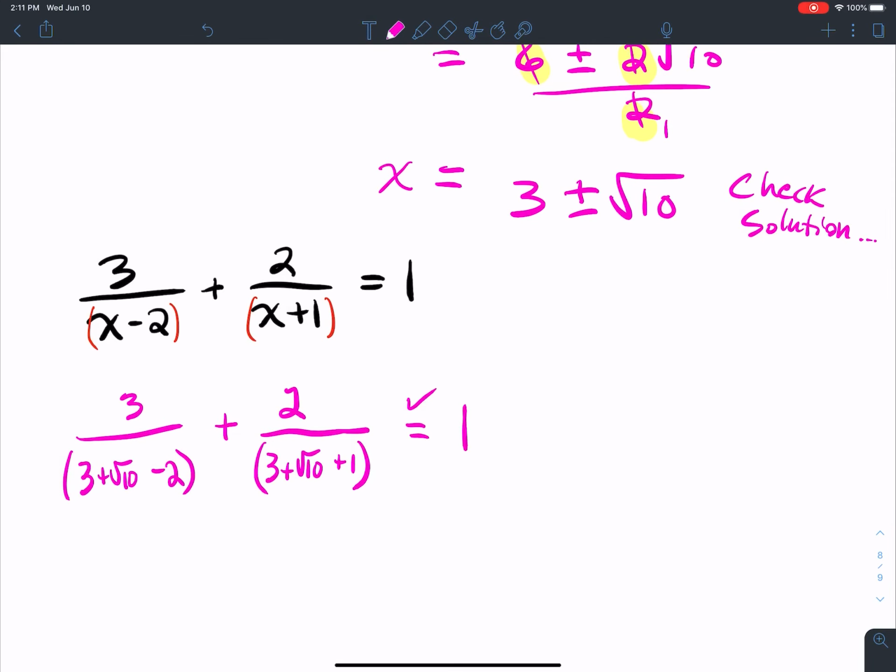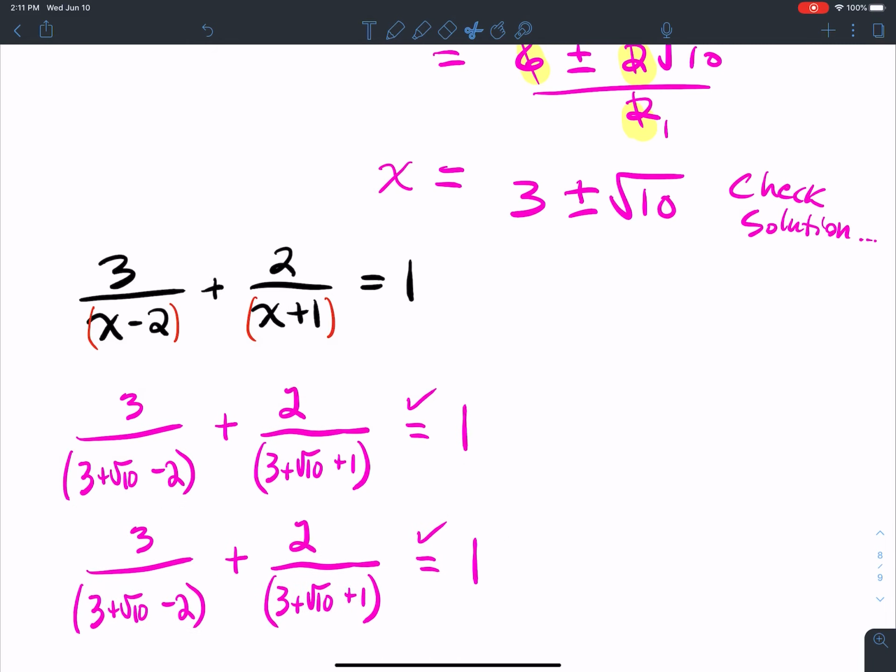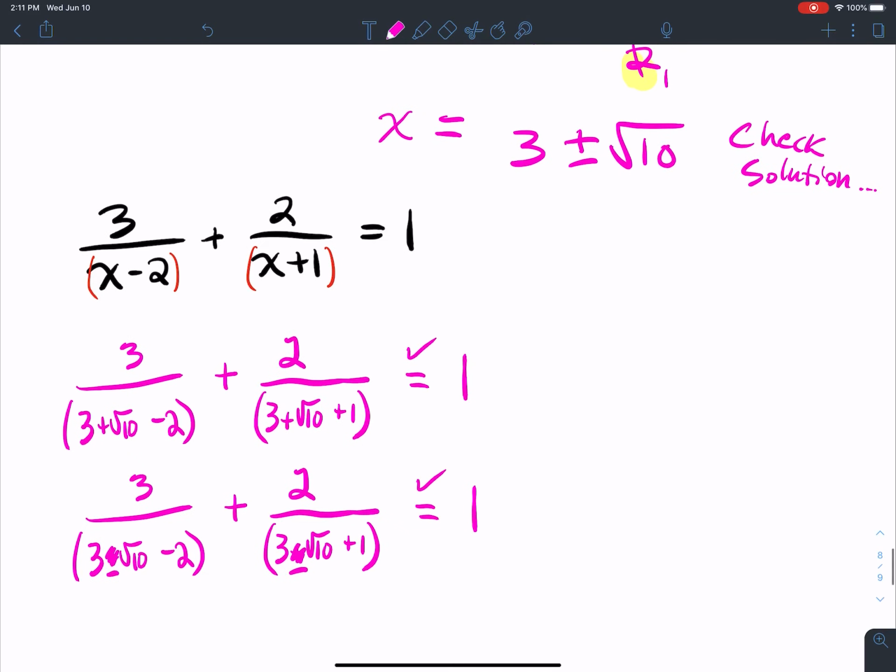And then if you check the negative one, doing it the same way, let me just copy and paste here. It also works when this is minus square root of 10. So both x equals 3 plus square root of 10 and 3 minus square root of 10 work.